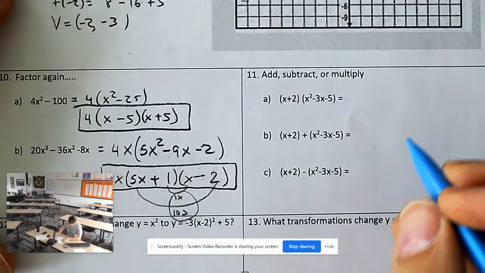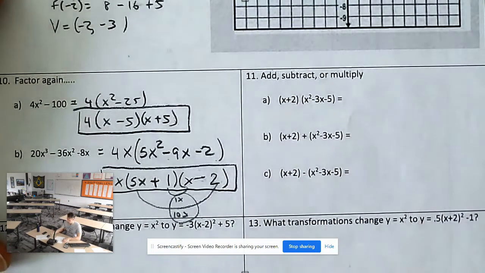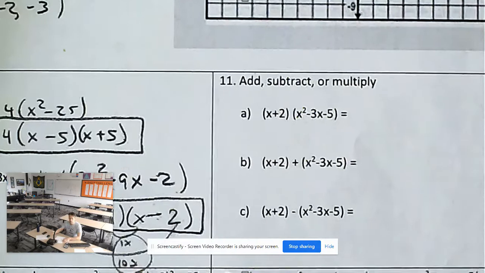This is also from Chapter 7. We're just making sure you remember it. So this is kind of a long multiplication. Let's zoom in on this one.